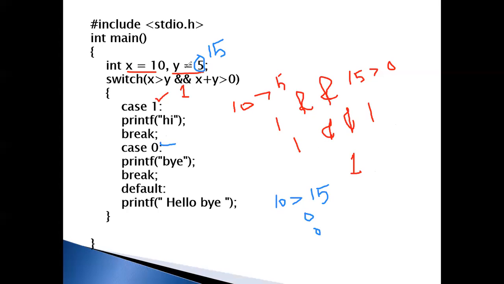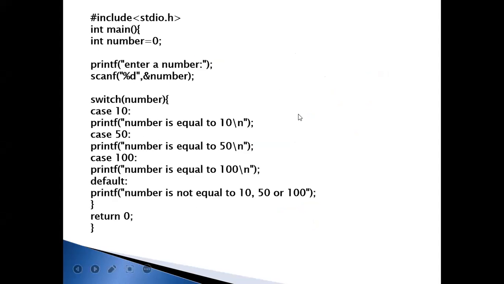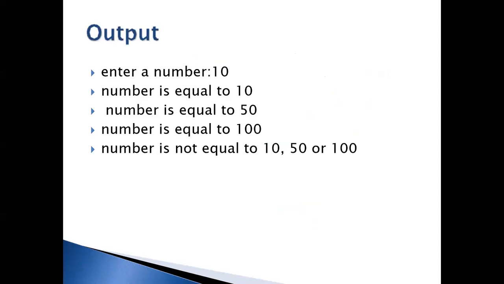If x equal to 10 and y equal to 10, it selects 1. If y equal to 15, automatically it selects case 0. That is, the output of the switch expression is either 0 or 1. In the previous case, we selected 1 in this expression. Next program: enter the number, the same using the switch.